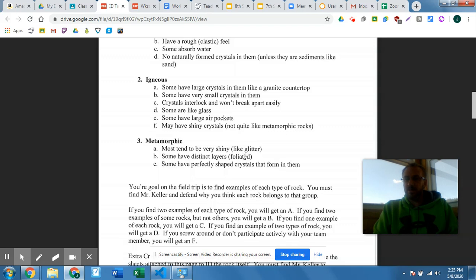The other big thing with metamorphic, besides it being kind of glittery and shiny, is a lot of them have distinct layers. They're foliated. So if it mentions anything about a rock looks like it has layers, huge key that it is metamorphic. And then the difference here with the crystals is you will form a lot of perfectly shaped crystals.